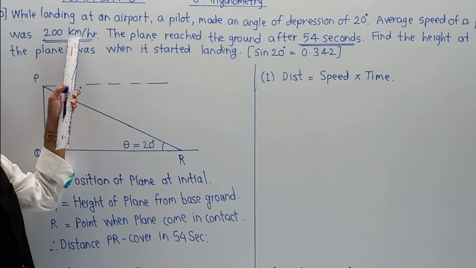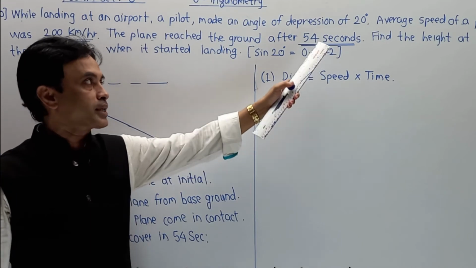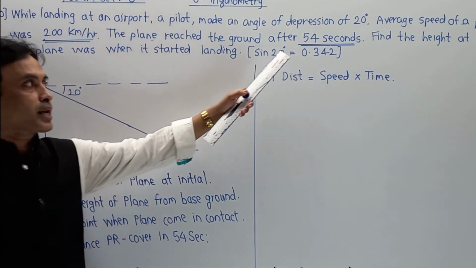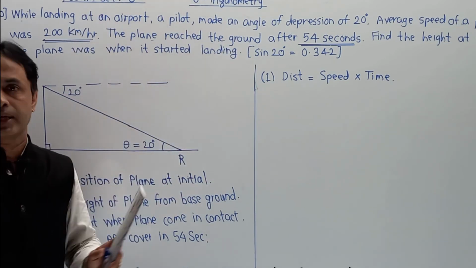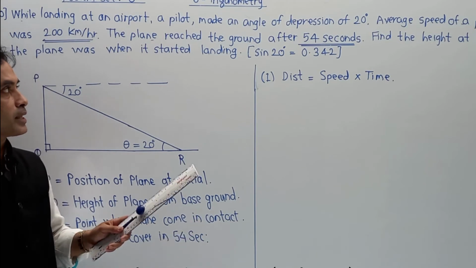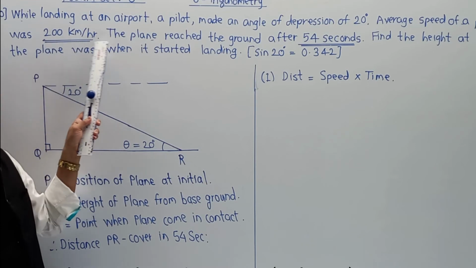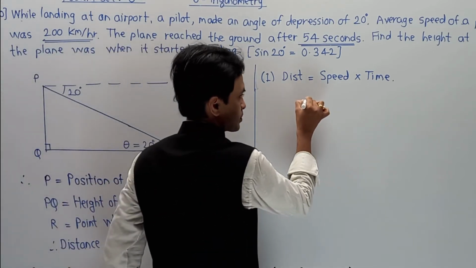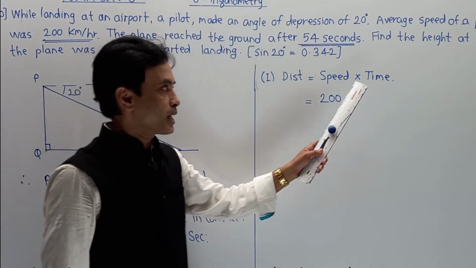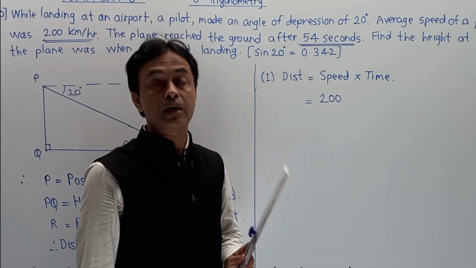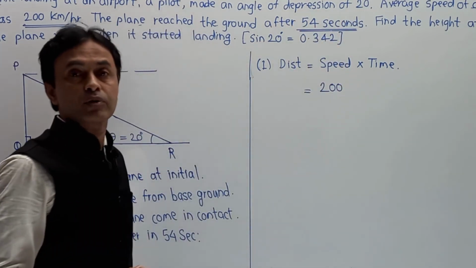It means one value is in kilometer per hour, and the second value is in seconds. Either I have to convert these seconds into hours, or I have to convert these hours into seconds. Anyway, as per the numerical, at the end we have to find the height. So first part, 200 kilometer per hour, and the unit is kilometer per hour. Naturally this time is 54 seconds. Now I am going to show you some calculation. Please pay attention. Here 54 seconds, and I have to convert it into hours.